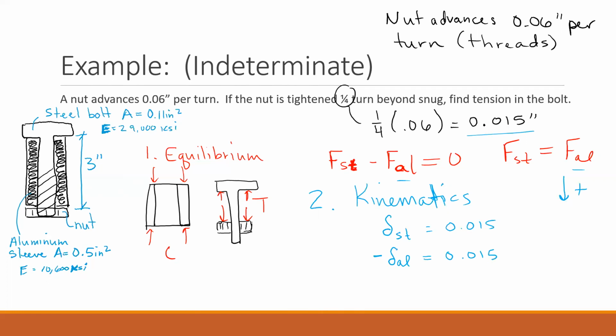But the reality is that neither one is rigid. So it's a combination of these two, which means the delta of the steel minus the delta of the aluminum has to together equal that 0.015 relative motion. So it's either my bolt elongating or my sleeve contracting, or a combination of the two.